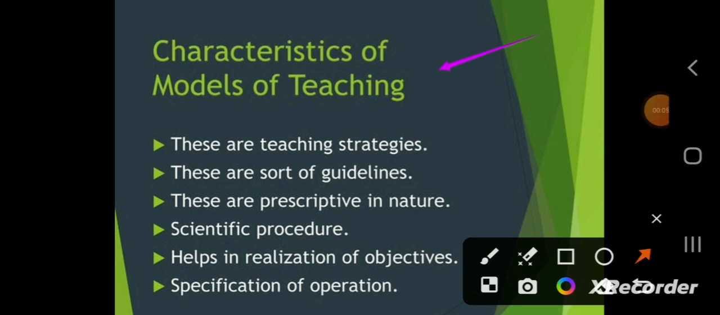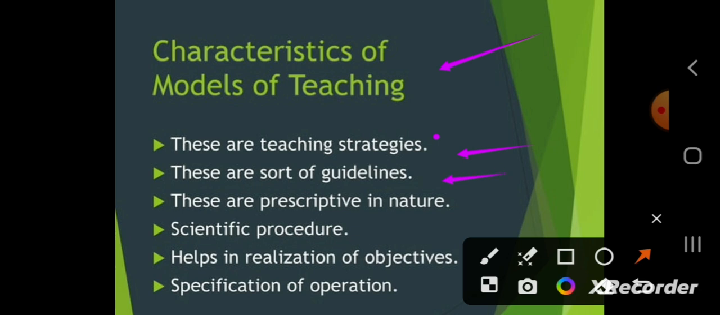Characteristics of teaching models. These are teaching strategies. Models of teaching provide structured approaches or methods that educators use to deliver instruction. These strategies are designed to help teachers present content, engage students, and facilitate learning in an effective way. For example, a model might recommend using group discussion, problem-solving activities, or multimedia resources to enhance learning.